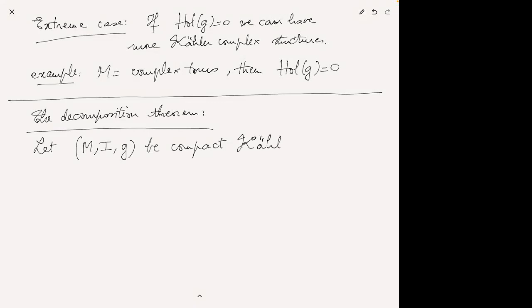So what I'm giving myself here is M, a complex structure I, and on M also a Riemannian metric G, and I'm assuming that my metric is Kähler with respect to this particular complex structure, okay? So compact Kähler, we're also going to assume that it's complete. And we're going to assume that it's Ricci flat.